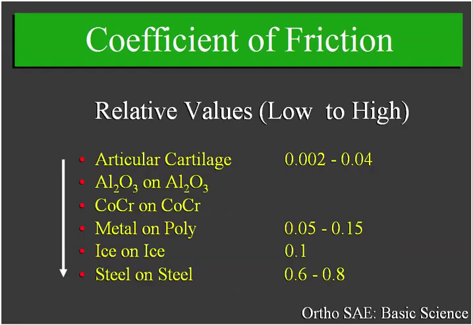Coefficient of friction, articular cartilage is the lowest. Ceramic on ceramic is next. Cobalt chrome, metal on metal, cobalt chrome, then metal on poly, ice on ice, steel on steel.